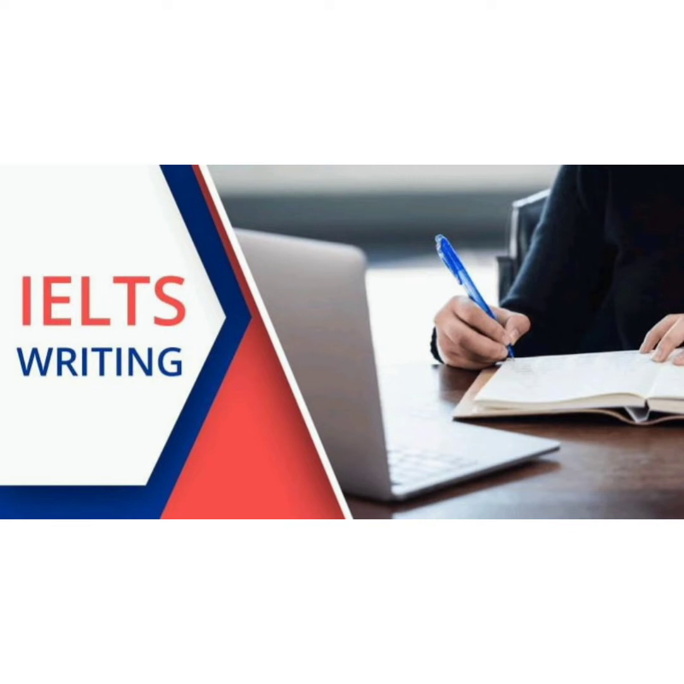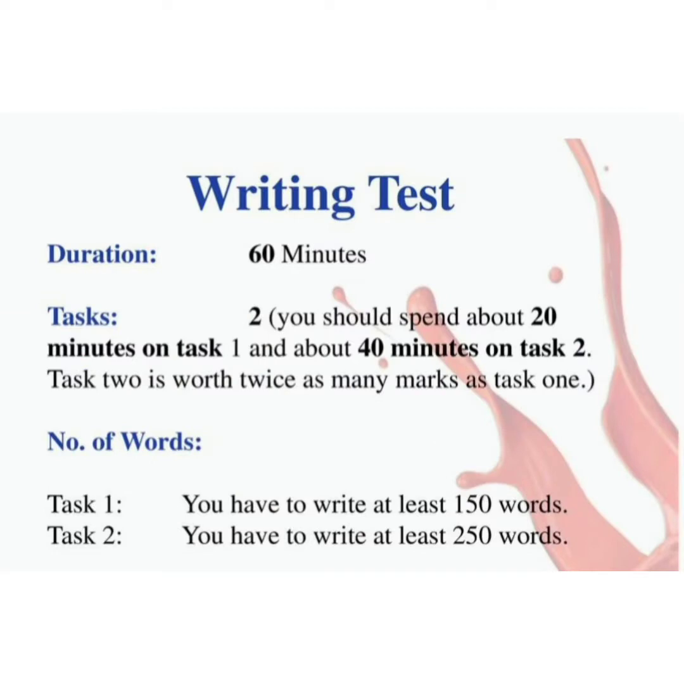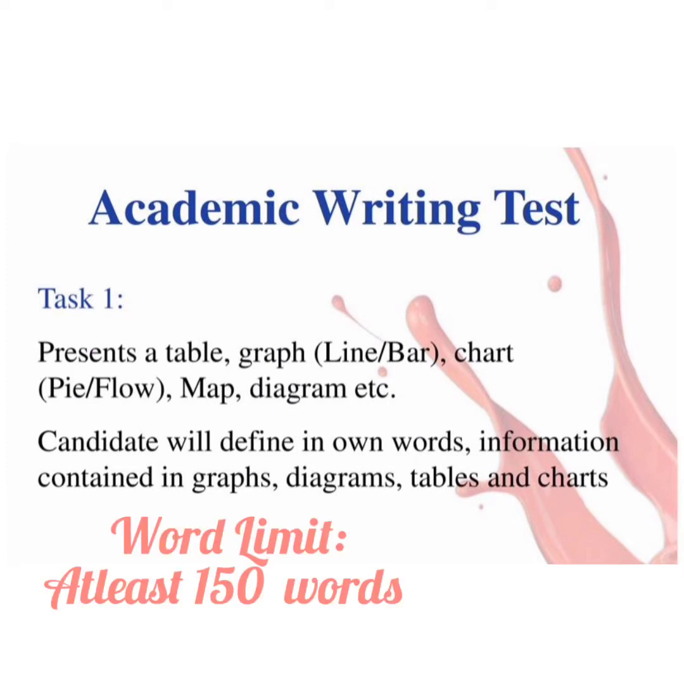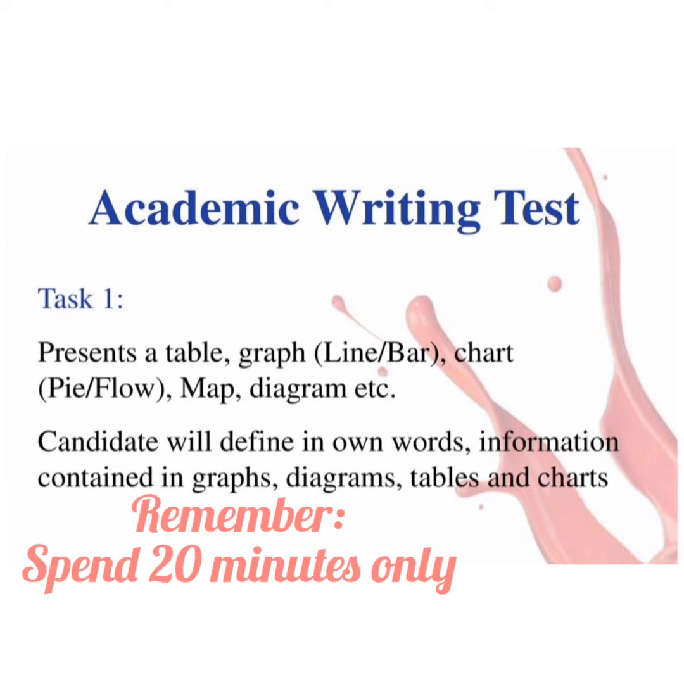So let us start. For your writing module, you will be given an hour to complete the writing test, including task 1 and task 2. Task 1 of the academic module asks you to describe some information presented in visual format. That can be a graph, chart, table, map, or a diagram. So here one thing you need to keep in your mind, that is the word limit. So you must write at least 150 words for your task 1. And students, it is advisable not to spend more than 20 minutes for task 1.